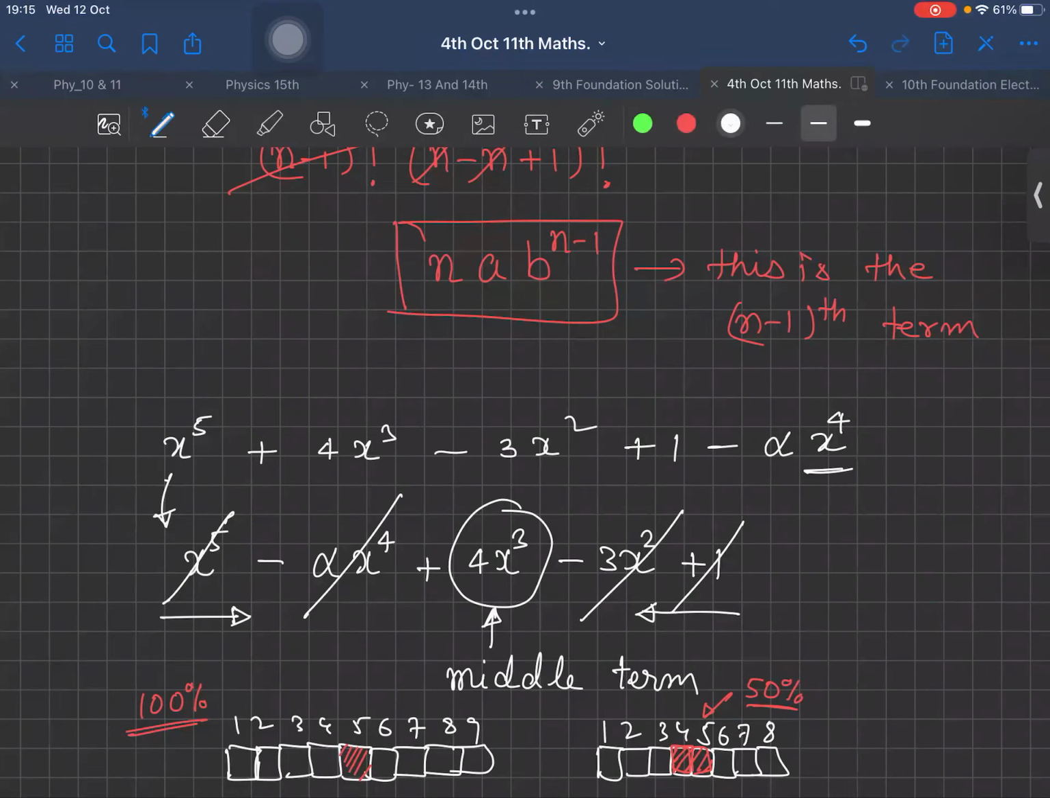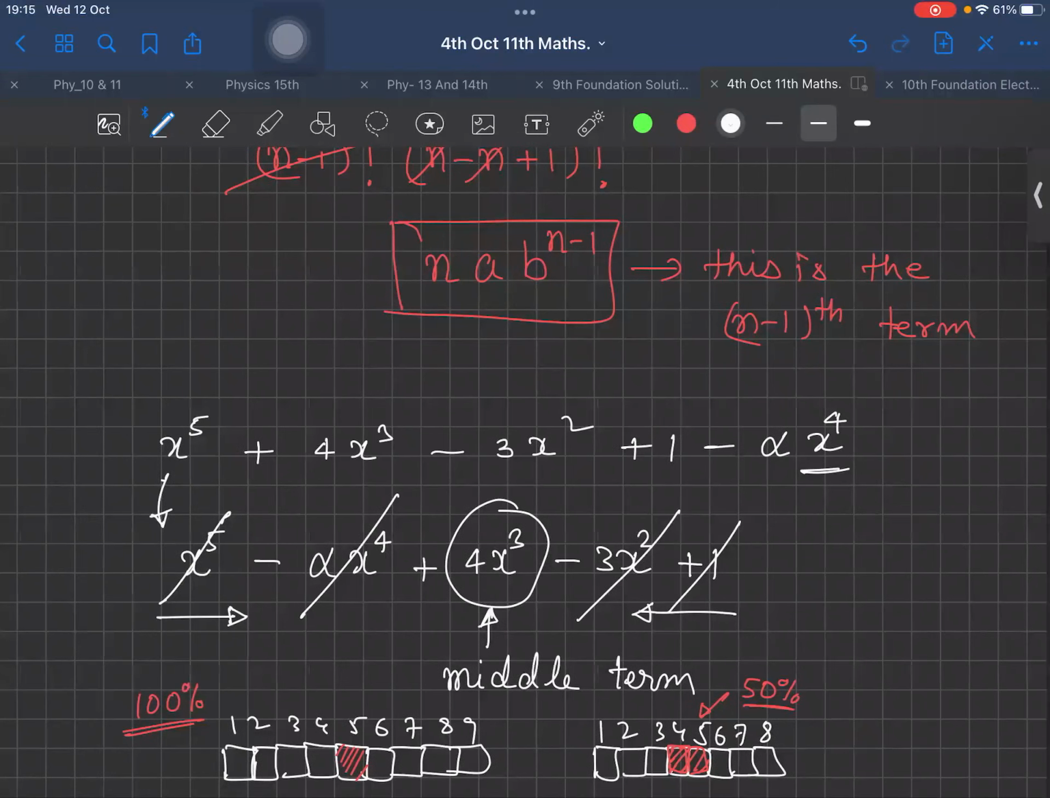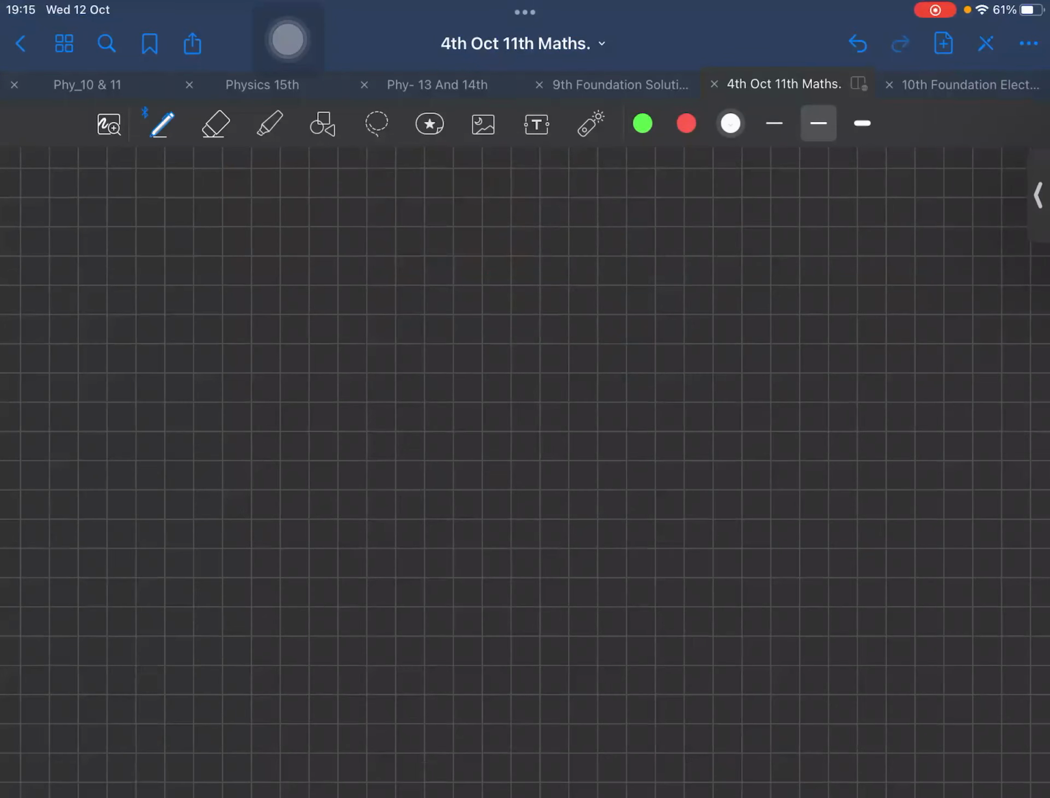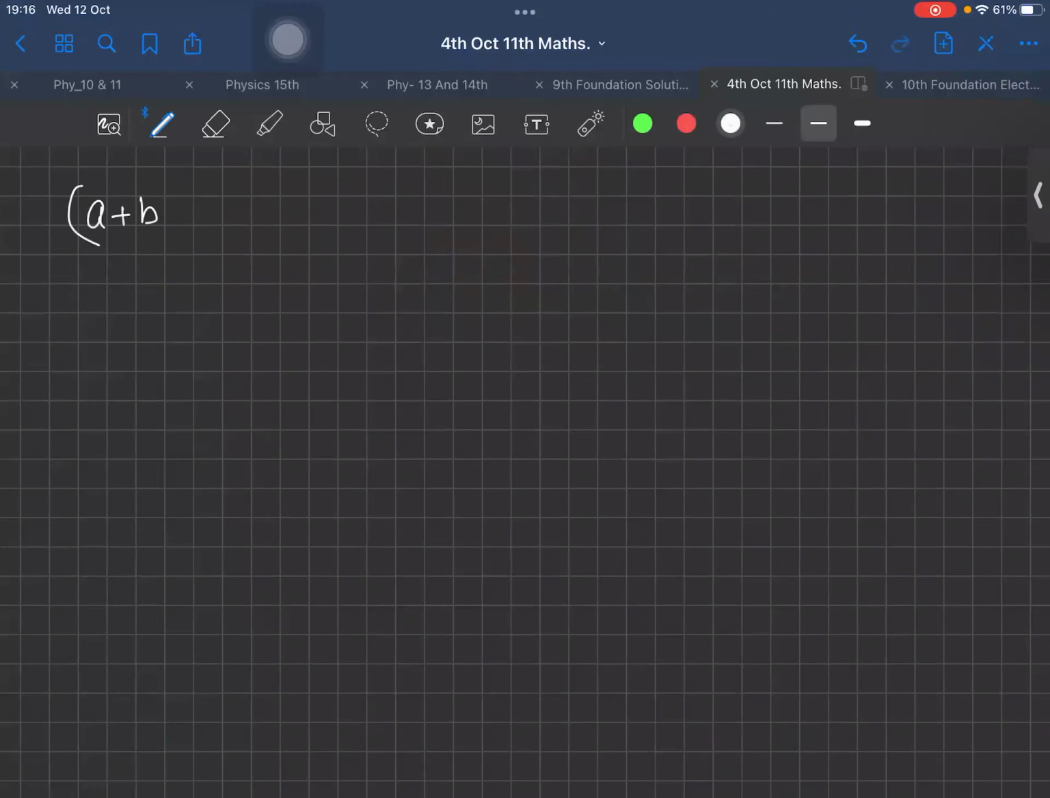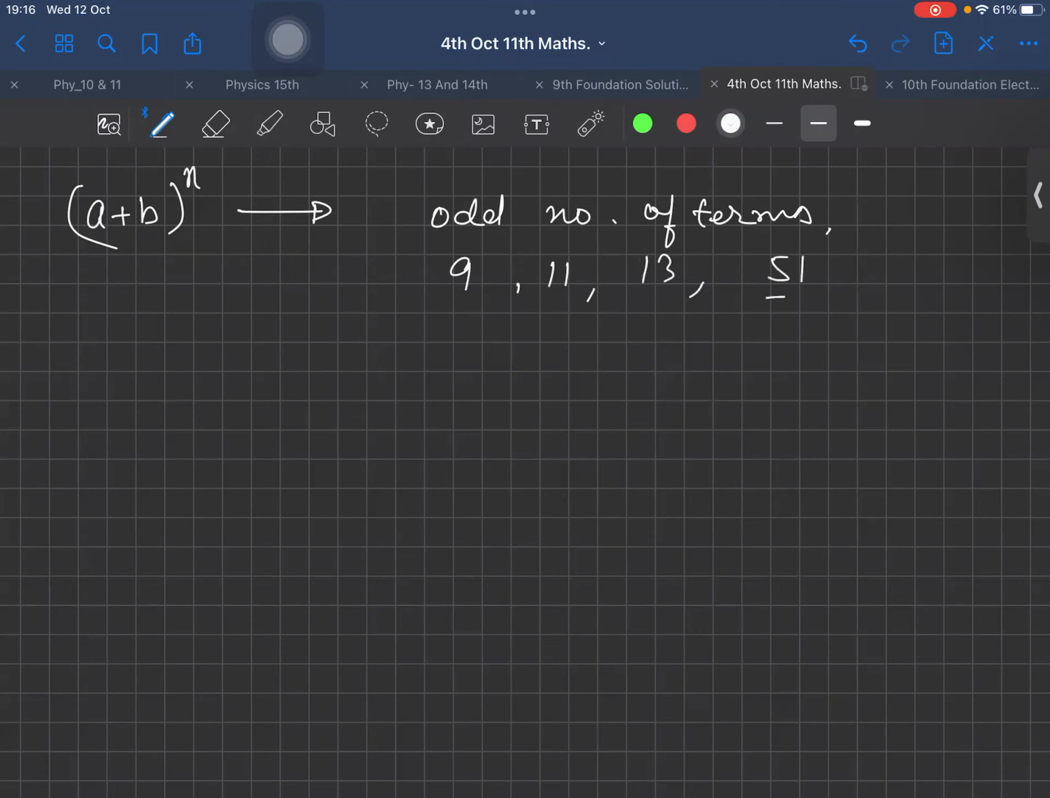That means if you have an expansion, suppose a plus b to the power of n, we don't know the value of n, and you have an odd number of terms. Let's say the value of n is such that you get a total of 9 terms, or 11 terms, or 13 terms, or 51 terms. These are odd numbers of terms, right? Yes or no?